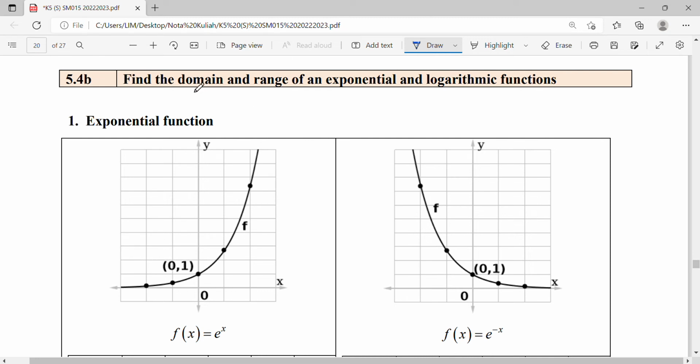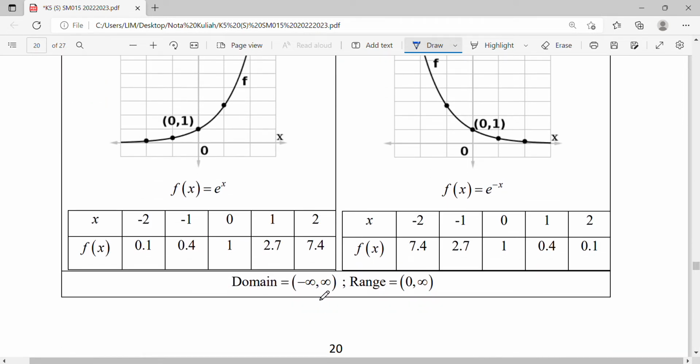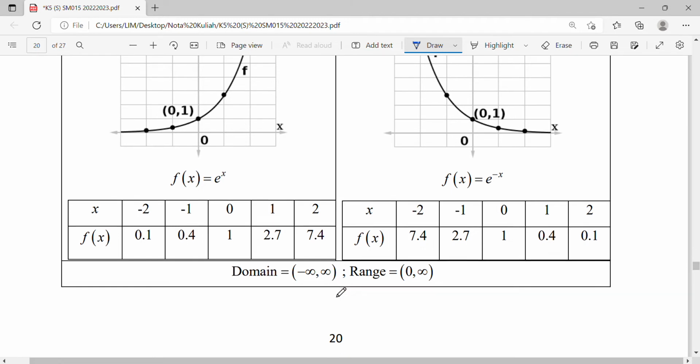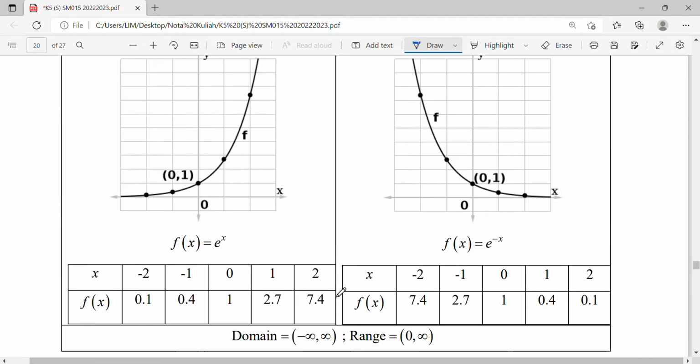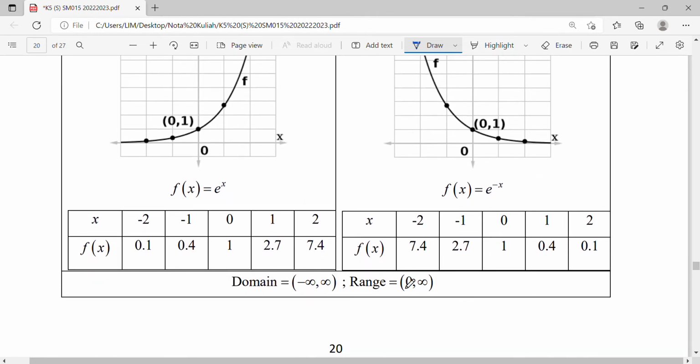Now we're going to discuss the exponential function, and find the domain and range for this exponential function. So for domain, as I mentioned before, domain for an exponential function is not a special case, so you can notice that its domain is always negative infinity to infinity. Meanwhile, for range, we can see in this example, y is 0 to infinity.